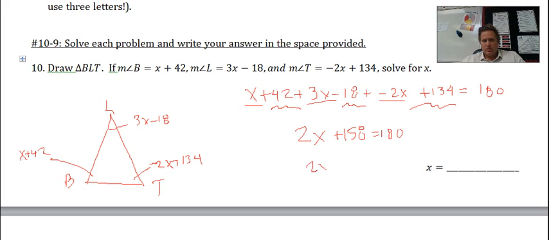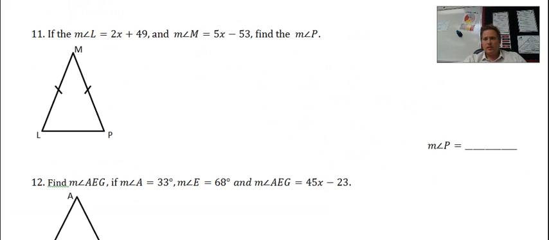2x equals 22. Divide 2 to both sides, and you're going to get x equals 11. Okay, next one says if angle L, this one right here, is 2x plus 49, and angle M is 5x minus 53, solve for angle P. Well, remember, these are my base angles, and it's an isosceles triangle because the two sides are the same.